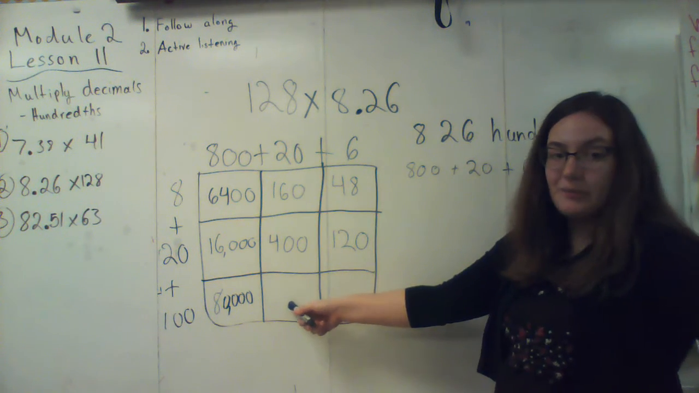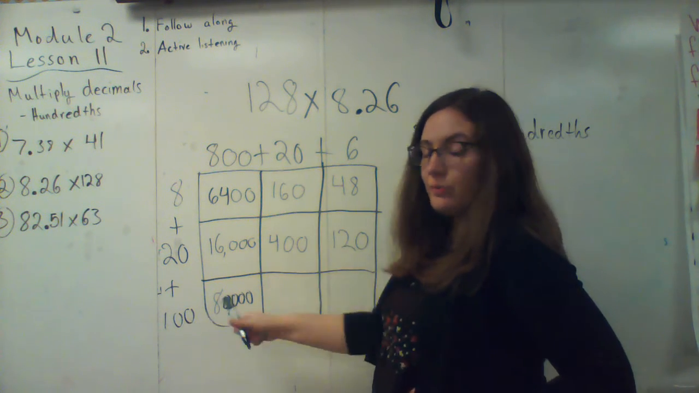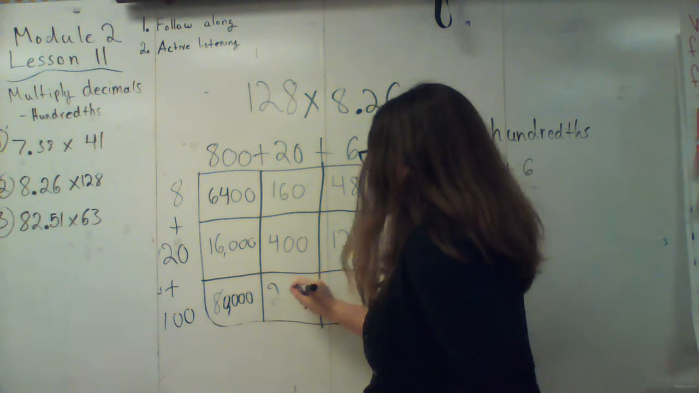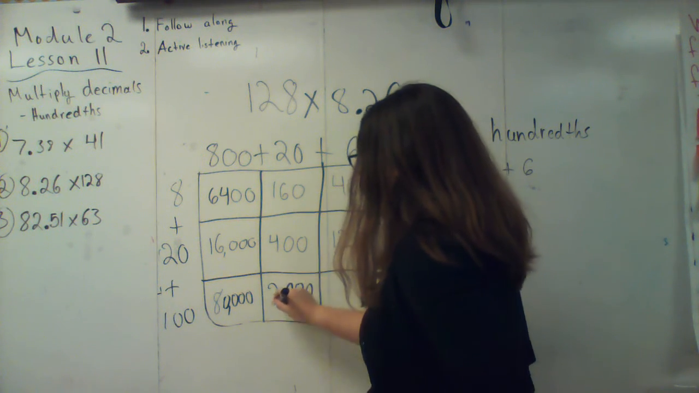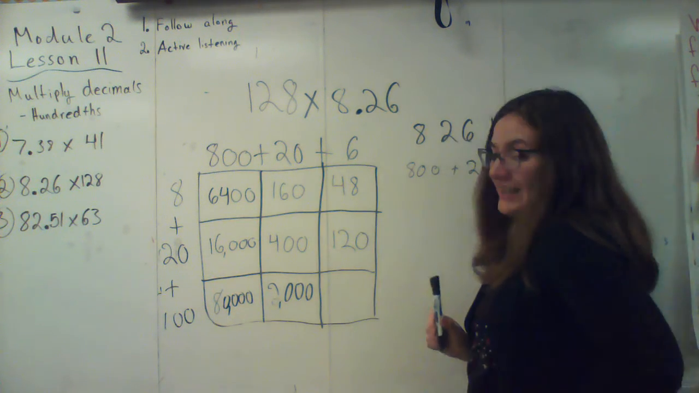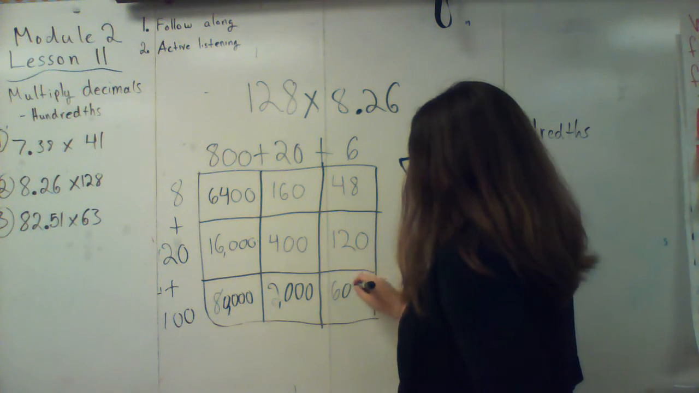After that, I need to multiply this box. So 20 times 100. So 2 times 1 is 2. And I add 1, 2, 3 zeros. Last but not least, I do 100 times 6. So 6 times 1 is 6. And then I add 2 zeros to this.